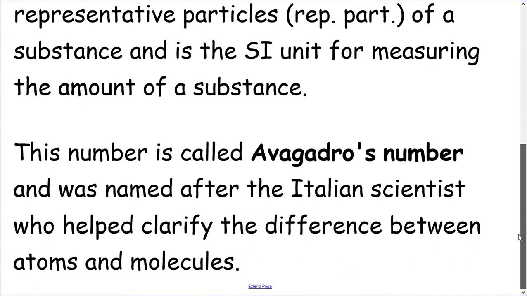So this number is pretty special, and it's called Avogadro's number. It was named after the Italian scientist who helped to clarify the difference between atoms and molecules. So a molecule would be something like H2O, whereas an atom would say we have 2 atoms of hydrogen and 1 atom of oxygen in the molecule H2O.